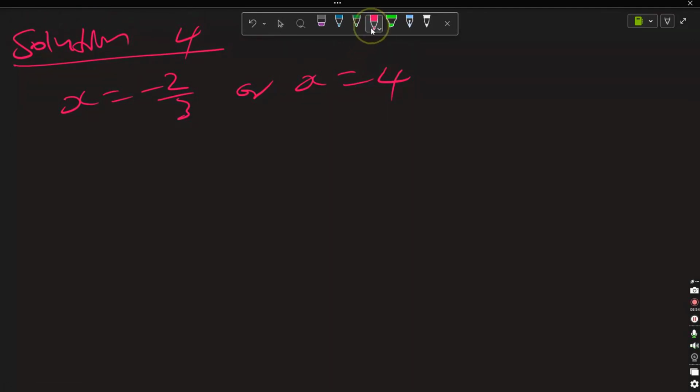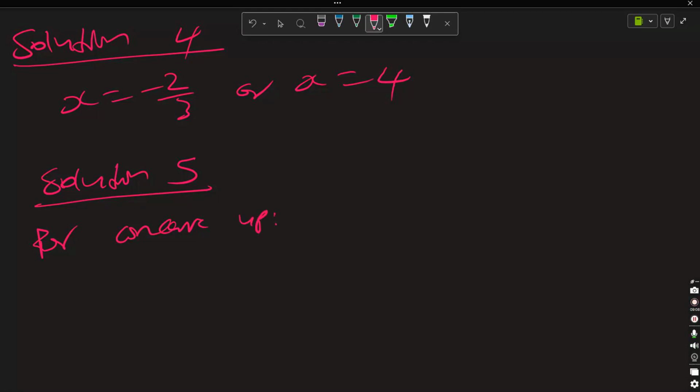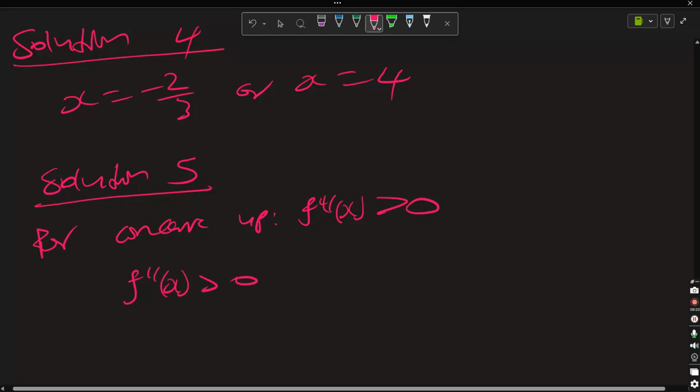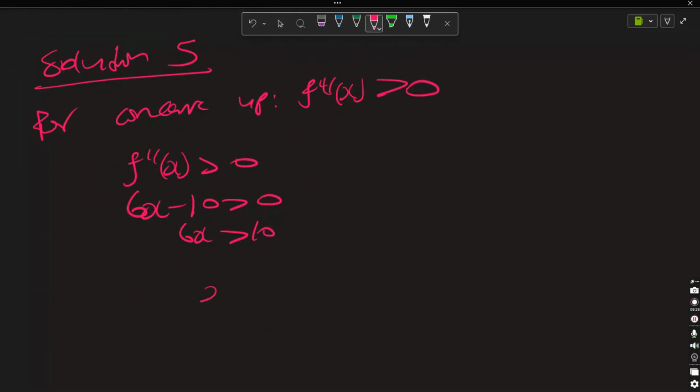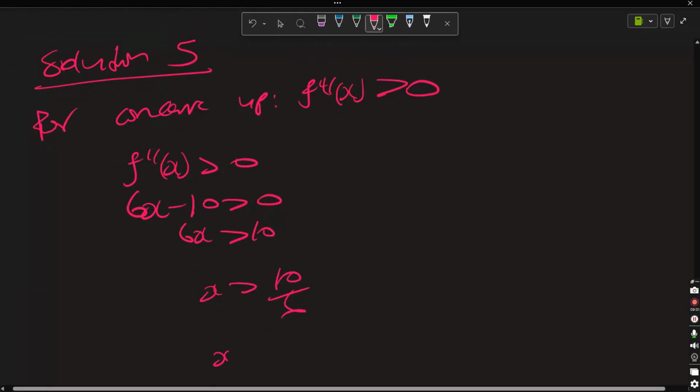So solution 5. Please, on this one, hear me out. Solution 5, they're saying for which values of x is the graph concave up. So for concave up, the second derivative is greater than 0. So the second derivative 6x minus 10 is greater than 0, meaning 6x is greater than 10, meaning x is greater than 10 over 6, which is 5 over 3. That is true.